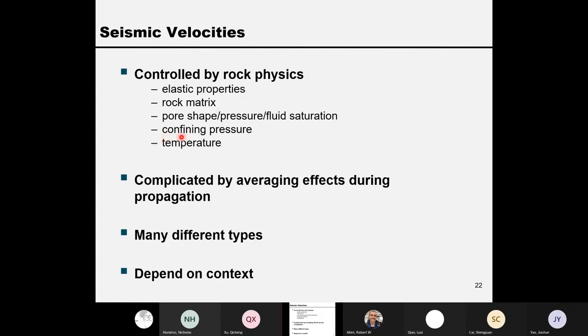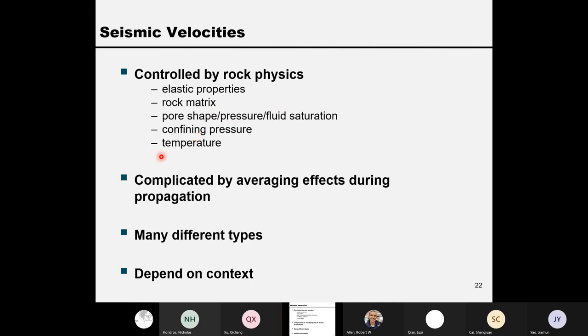It is also influenced by confining pressure. What is confining pressure? You might know that, right? If we think about the pore pressure, you understand the confining pressure. Basically, if we have a fluid inside the pore, the pressure on the fluid is called pore pressure. The pressure on the rock matrix is called confining pressure, right? It's different.